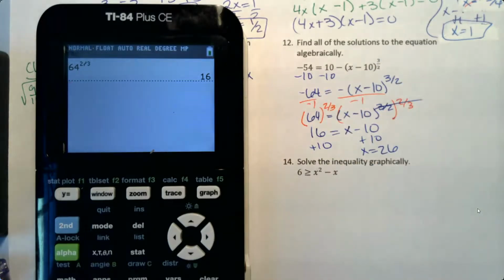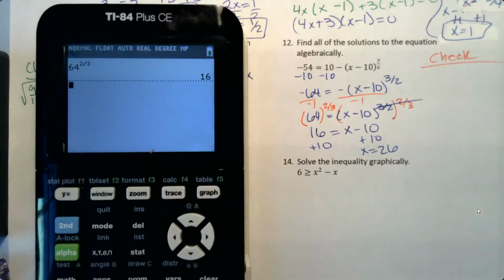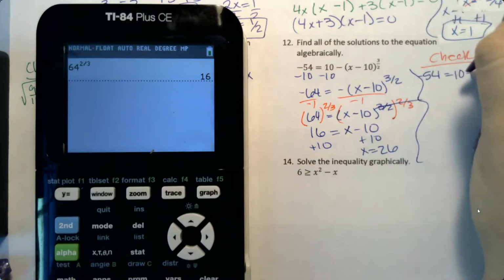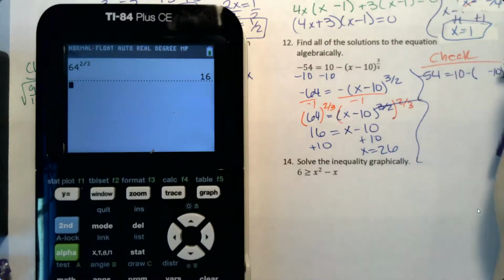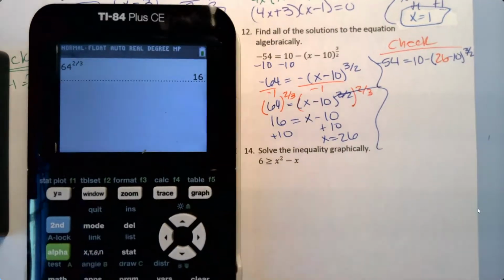Just like with the radicals, I want to check my answer. So I should get negative 54 when I plug in. Oops, that's kind of off my screen. So then I'm going to type in the entire right side. I'm going to have 10 minus parentheses 26 minus 10 raised to the 3 halves power, which gives me negative 54. So this answer works.